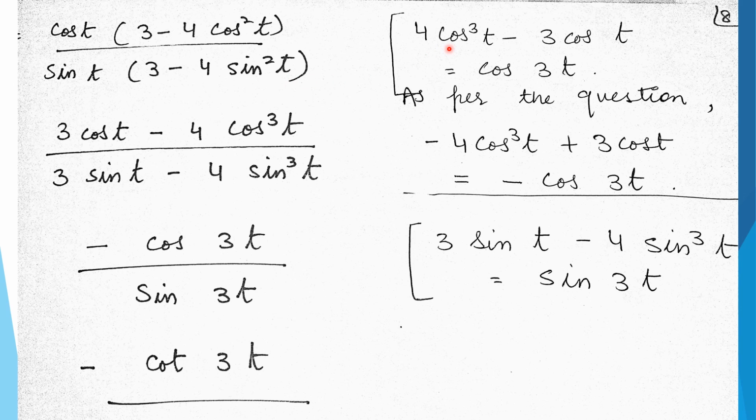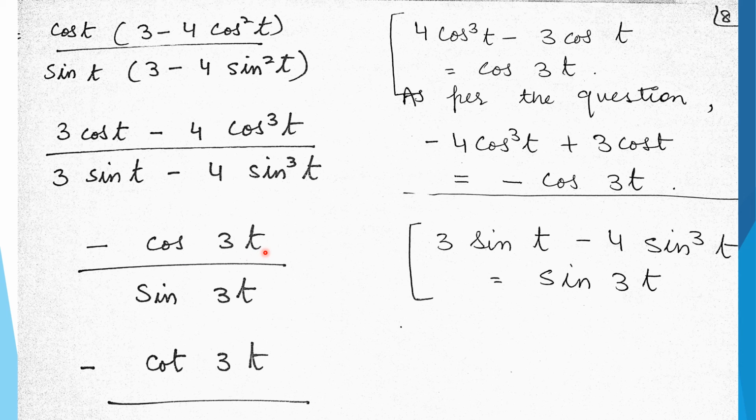Two formulas I will be using. First is 4 cos cube t minus 3 cos t is equal to cos 3t. This is the basic formula. But as per this question, I am here getting minus 4 cos cube t, and here it is minus 3 cos t in the formula, and my equation says 3 cos t. So as per the given question, minus 4 cos cube t plus 3 cos t will give you minus cos 3t. Clear? So in the numerator, by picking up this formula and reframing it a little, I will get minus cos 3t in the numerator.